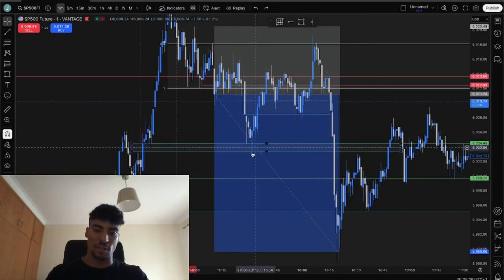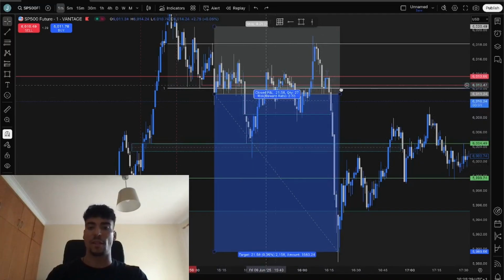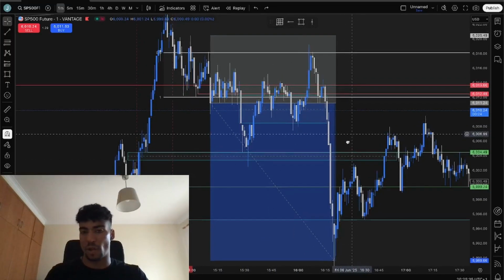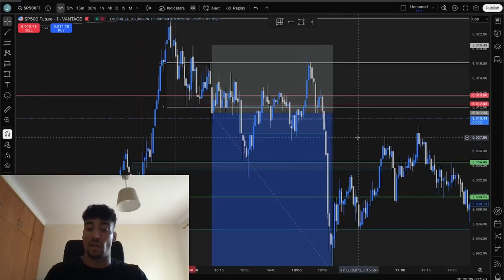We took 40% of our trade right here, put the rest to break even, and price hits break even. I was actually expecting this 1-minute fair value gap to get respected, but it didn't, so we got closed out, and I'm like, okay, I'm done for the day. I shouldn't even have traded in the first place.